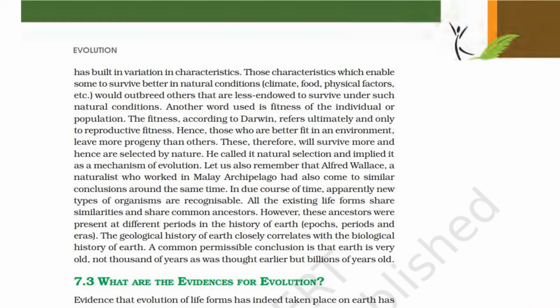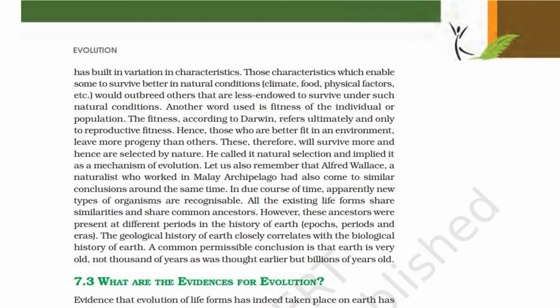Any population has built-in variation in characteristics. Those characteristics which enable some to survive better in natural conditions, climate, food, physical factors, etc., would outbreed others that are less endowed to survive under such natural conditions. Another word used is fitness of the individual or population. The fitness, according to Darwin, refers ultimately and only to reproductive fitness.